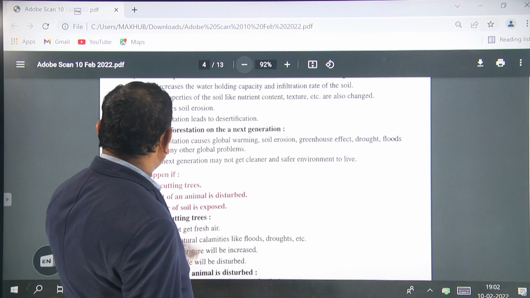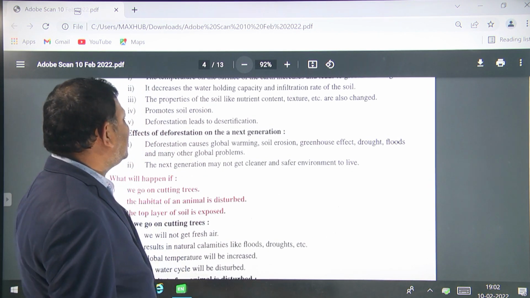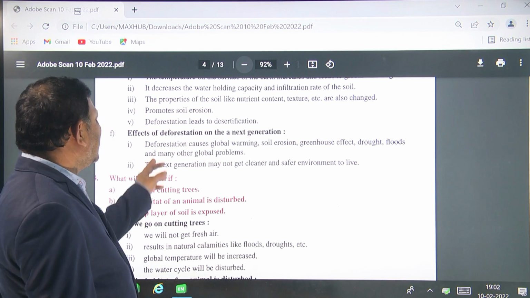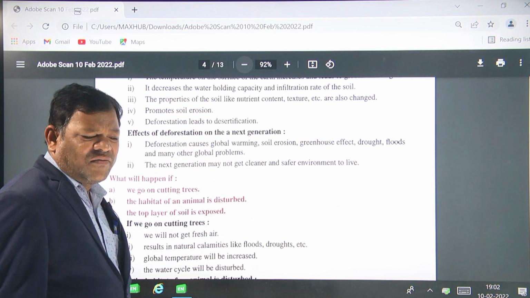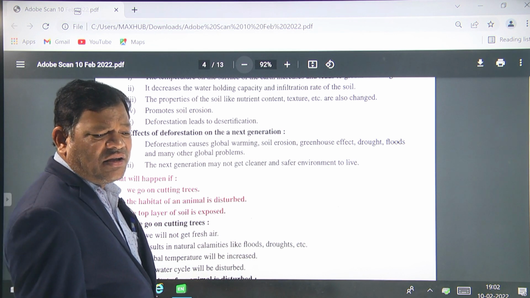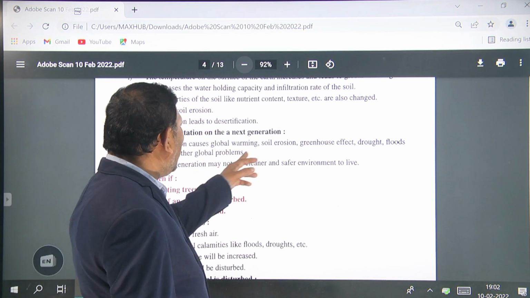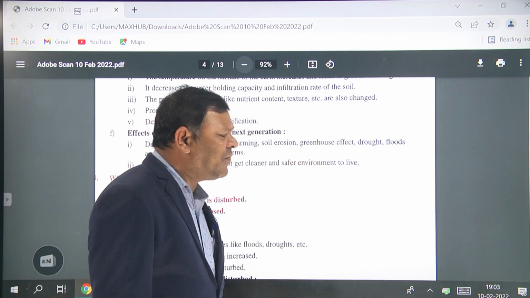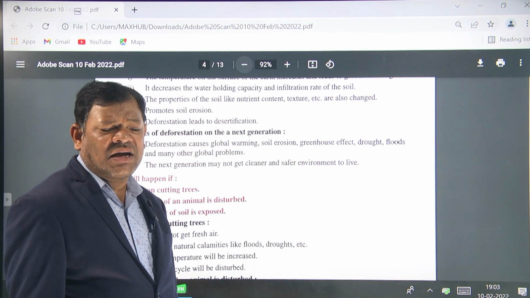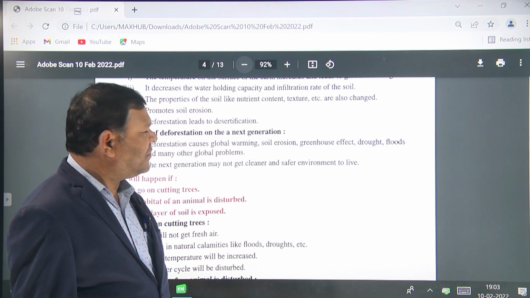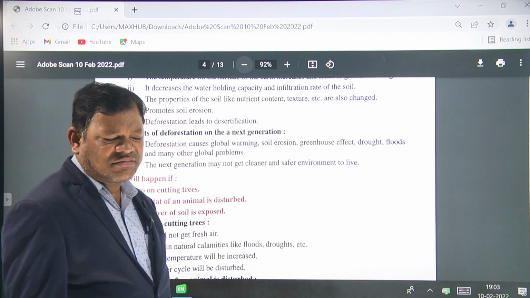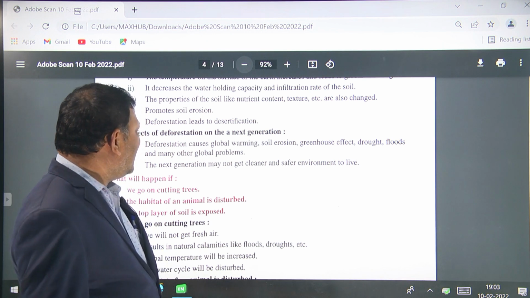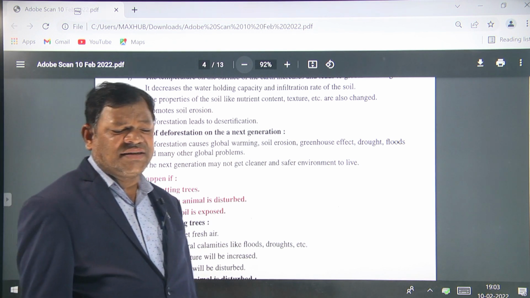Next, effects of deforestation on the next generation. Deforestation causes global warming. Nowadays you are already seeing it. And soil erosion, fertile soil is not available. Greenhouse effect, the temperature is generally increasing every summer. And droughts, floods and many other global problems are being faced.